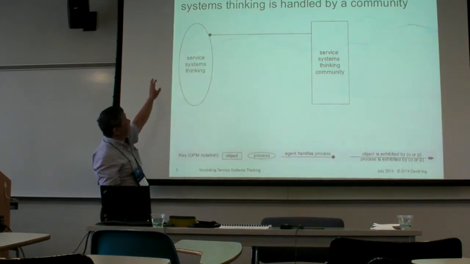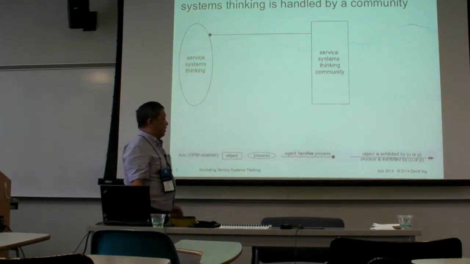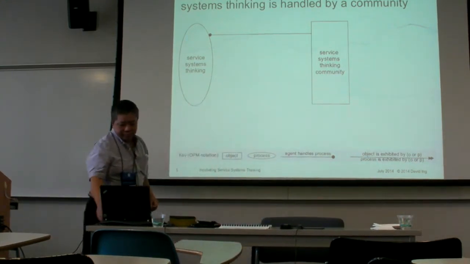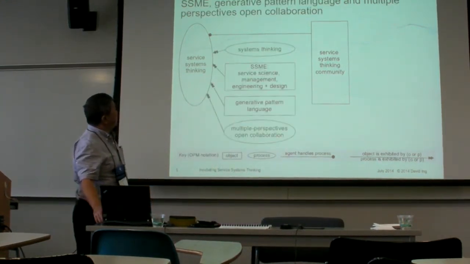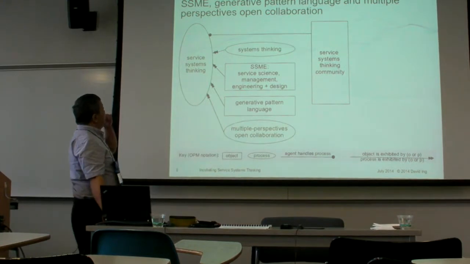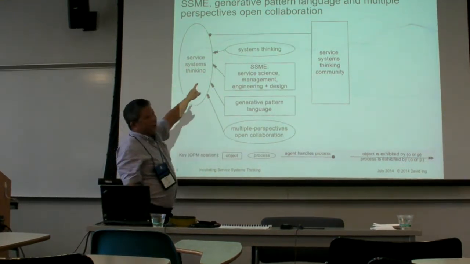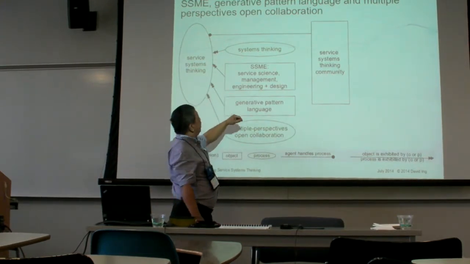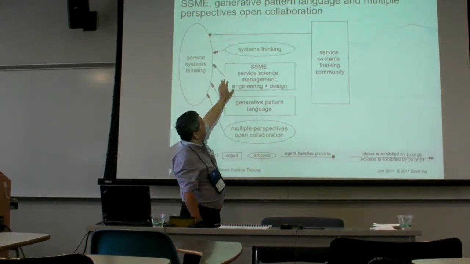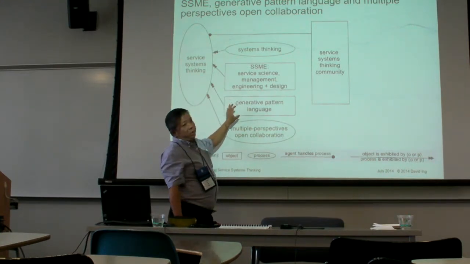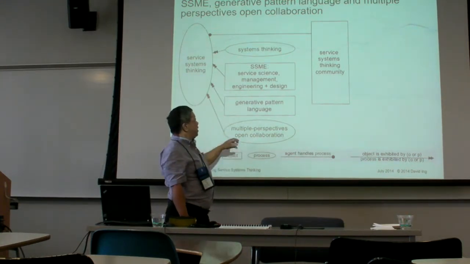And so what it says is handled. That's the agent handles the process. That's what the notation says. I can add on to that. Okay, so service system thinking exhibits system thinking, which we'll have to define somewhere else. It exhibits service science management, engineering, and design. It exhibits generative pattern language, and it exhibits multiple perspectives, open collaboration.